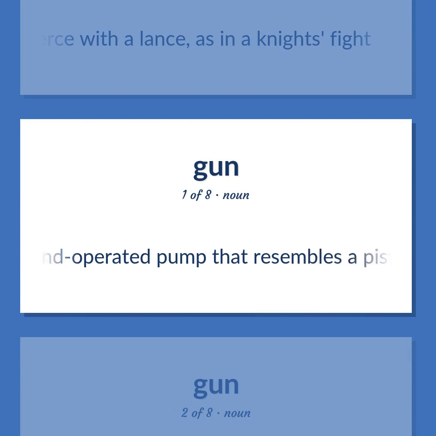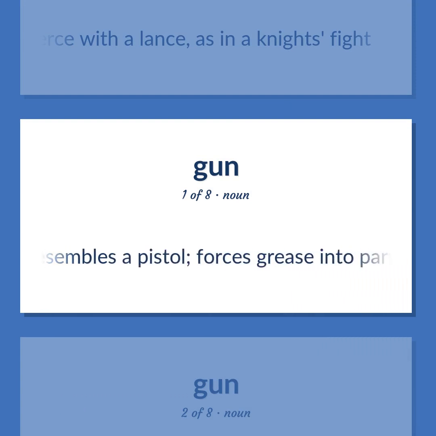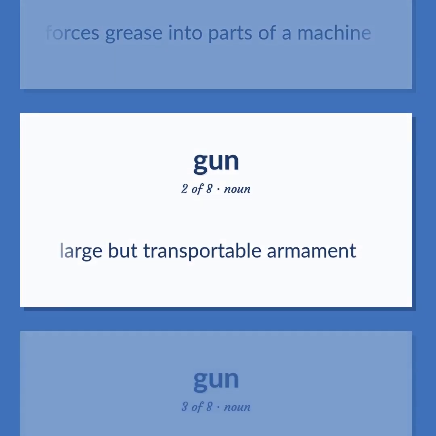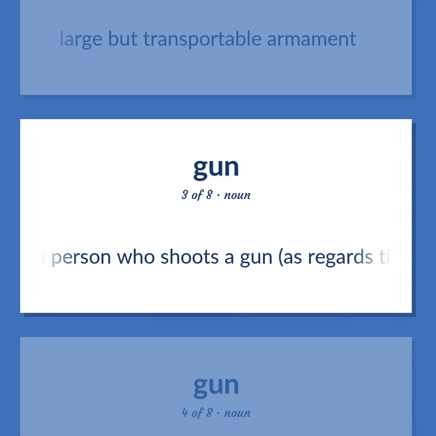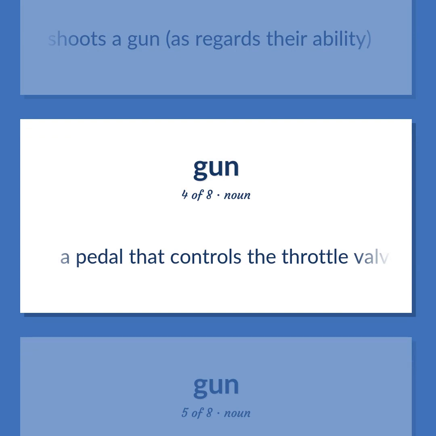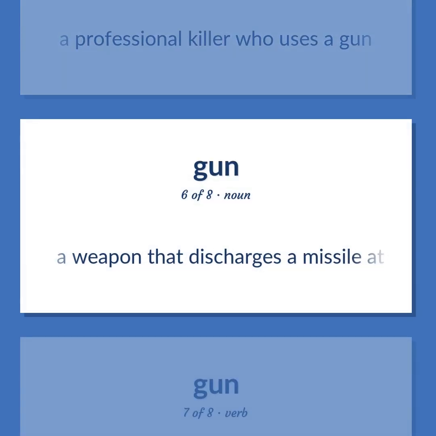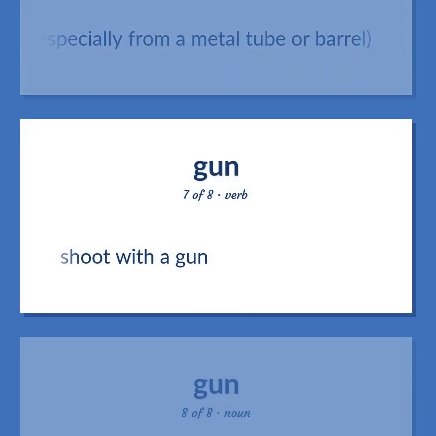A hand-operated pump that resembles a pistol, forces grease into parts of a machine. Large but transportable armament. A person who shoots a gun, as regards their ability. A pedal that controls the throttle valve. A professional killer who uses a gun. A weapon that discharges a missile at high velocity, especially from a metal tube or barrel. Shoot with a gun.